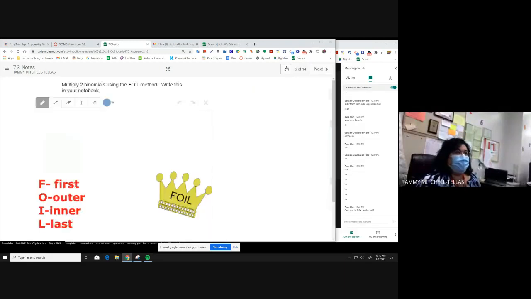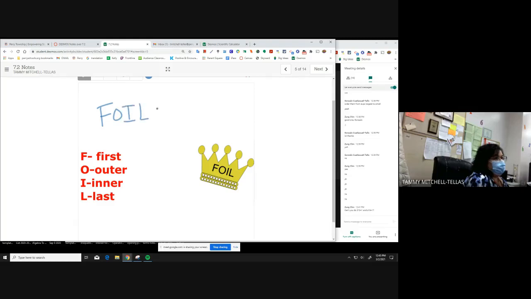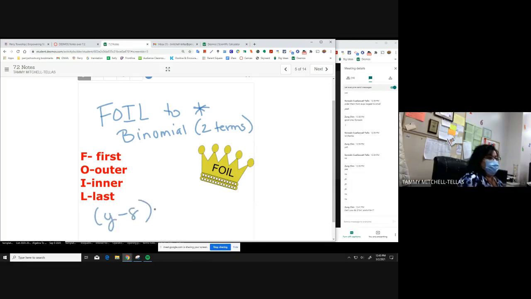All right, so if I go back to the notes, this is what you want to write in your notebook. When we multiply binomials, we use the FOIL method. Remember, binomials are 2 terms. So it might look like this, y minus 8 times y plus 4. A binomial times a binomial. If you don't have your notebook out, get it out, because we're going to go back and forth.